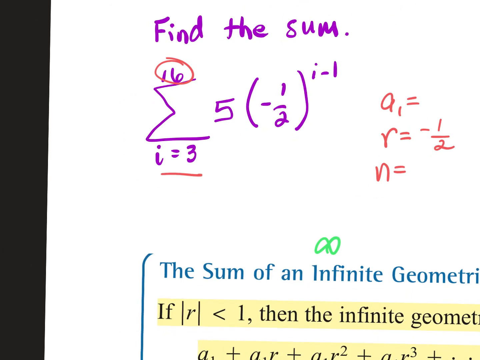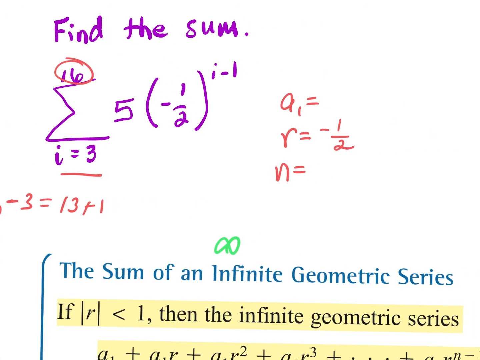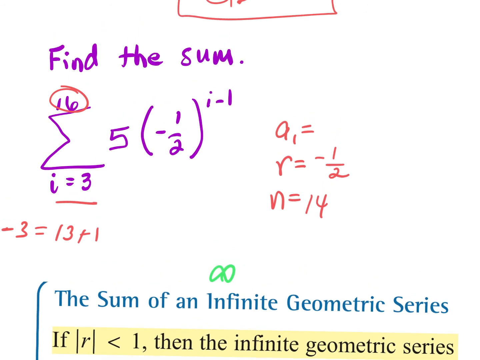Okay. Now, how do I find the number of terms? Okay. 16 minus 3 is what? 13 plus 1. How many terms are there? 14 terms. Good. And then how do I find that first term?